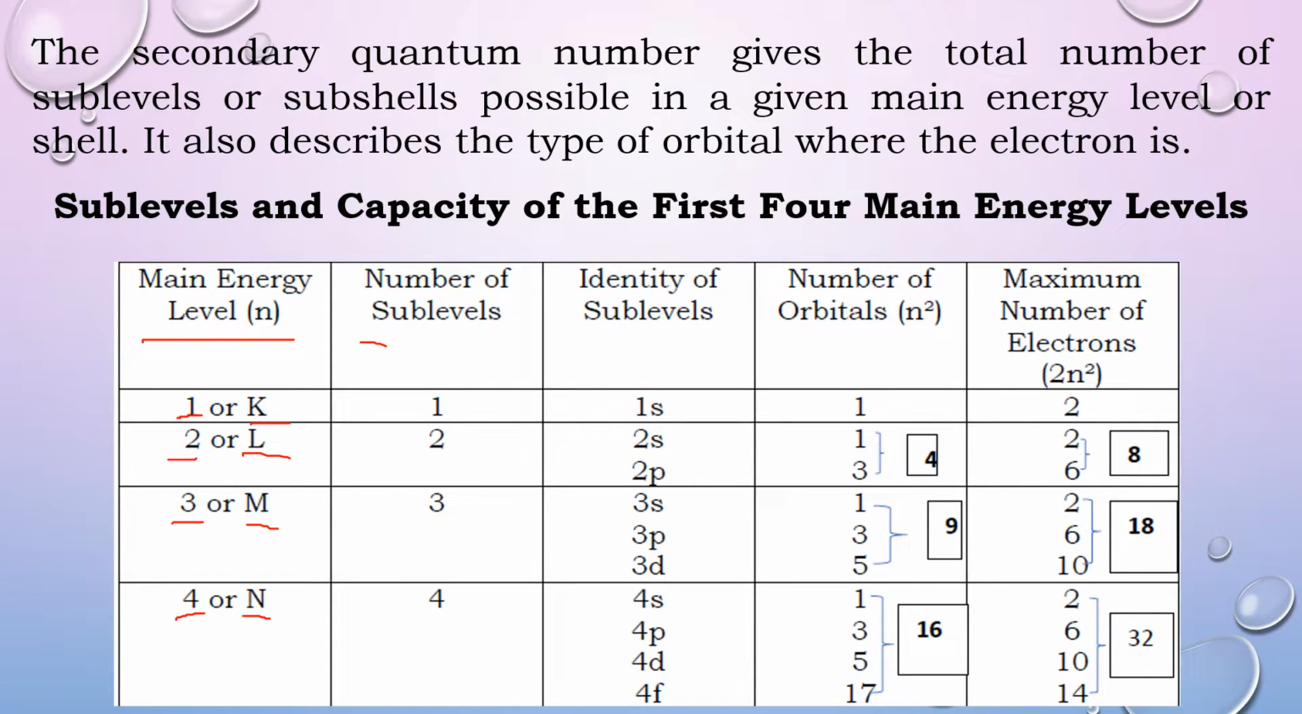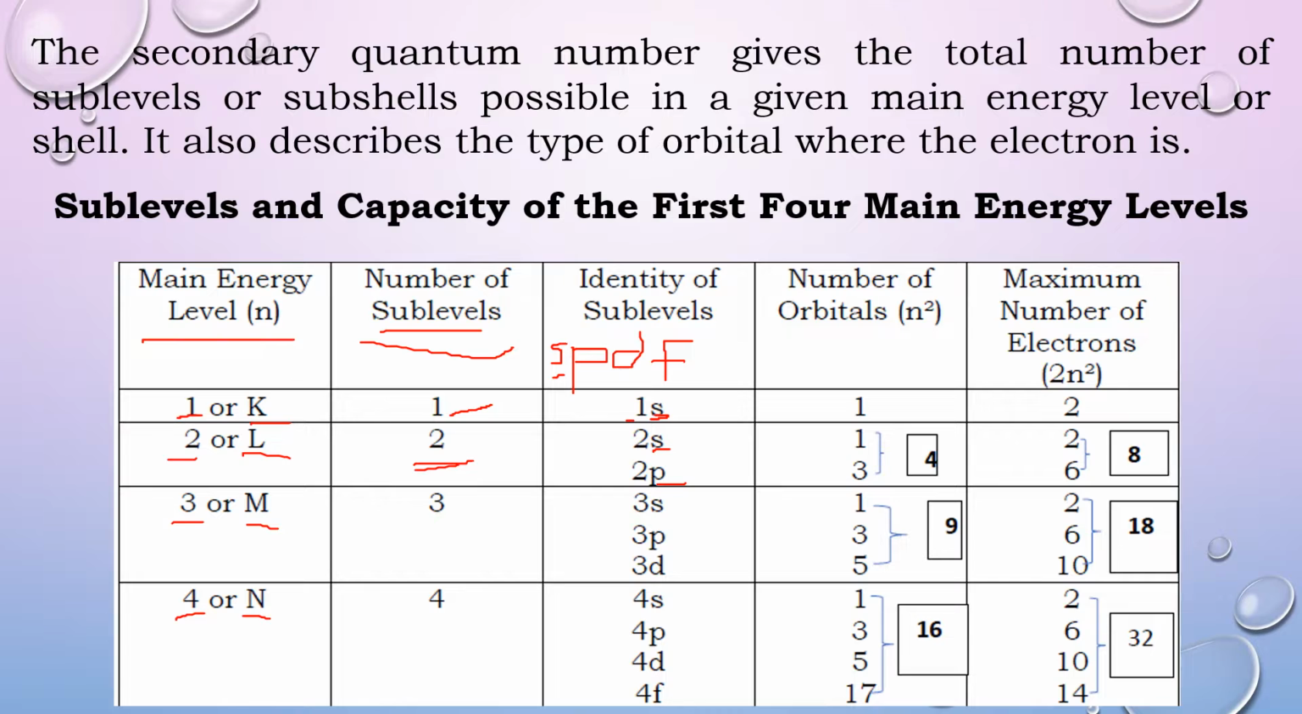And on the next column is the number of sublevels. For the first energy level, it only has one sublevel, and for the second energy level, it has two sublevels. By the way, these sublevels are named S, P, D, and F. So for the first energy level, the only sublevel is the sublevel S. And for the second energy level, it has two sublevels, that is the S and the P.